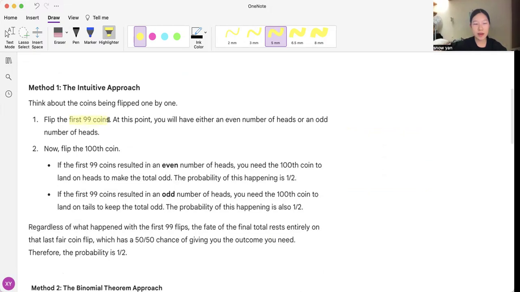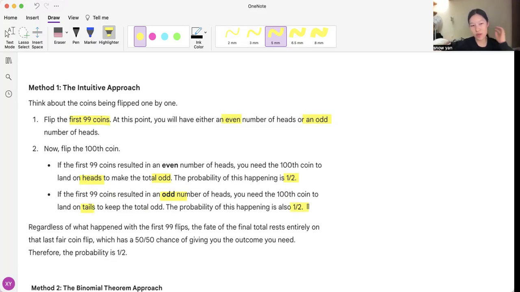So I can first think about the first 99 coins. I'll either be odd or even, right? That's the two states I can be in. And then now I flip the last coin. If the first 99 coins were even, then I need the last one to land on heads to get odd, right? And the chance of this happening is one half. And if there was an odd number of heads for the 99 coins, then I would need to keep tails so that I don't add one more. So this also happens with one half chance.